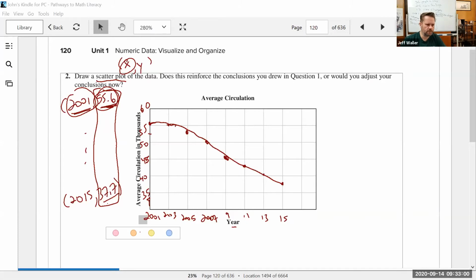And somebody made a good point in the chat. I kind of added the line in. The scatter plot is just the points. I wanted to add the line in just to bring us back to what we did earlier. This is obviously not linear because it starts off with a little bit of a curve to it. But I can't say it's exponential. It's just definitely not linear. That's the only point I wanted to make by drawing that line.